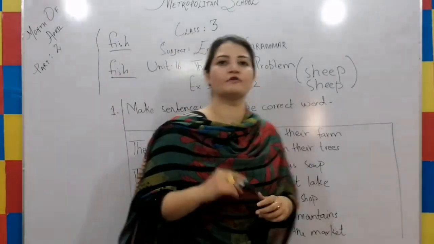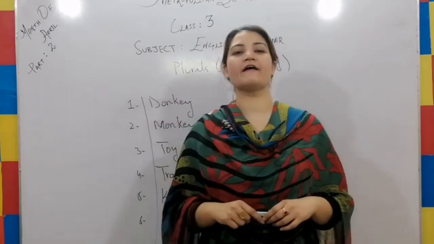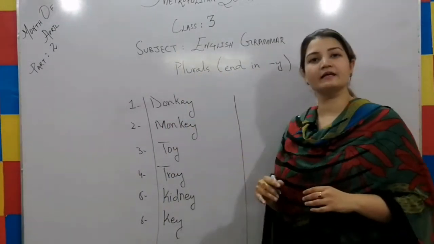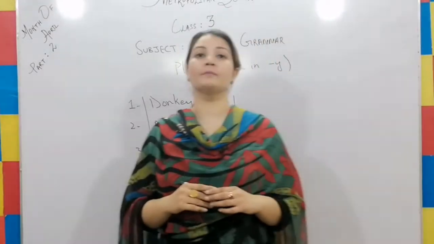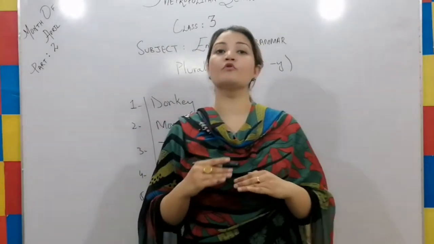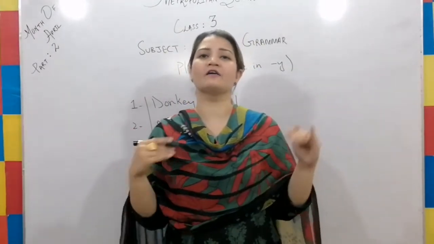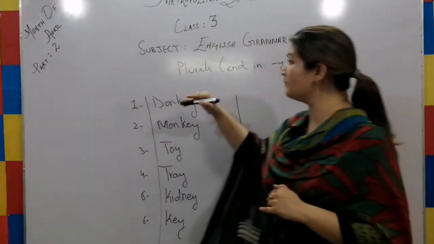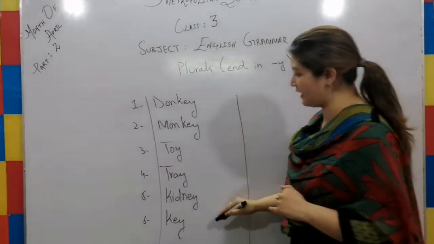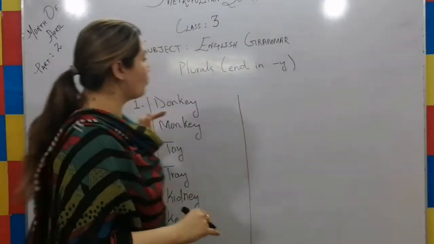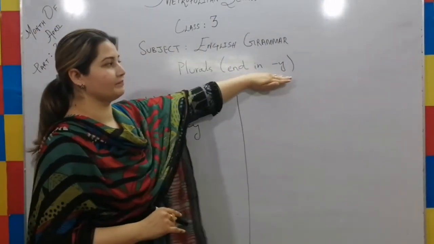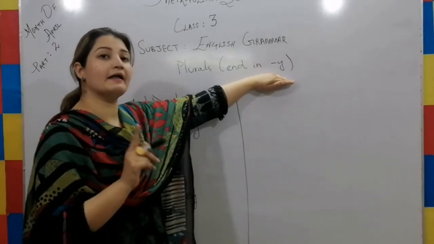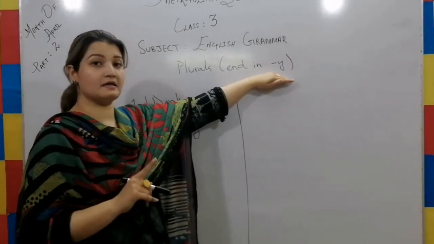Alright kids, now let's move towards the next exercise. We have one more grammar topic, that is plurals. Anything that is more than one is called a plural. More than one or more than two to infinity, like 100 things, 1000 things. This is called a plural. So here we have some words which end in Y. The words that end in Y will become plural easily by adding one single S after the word.